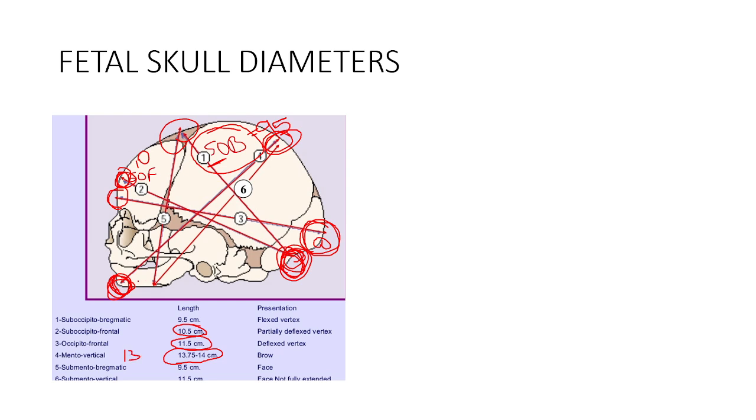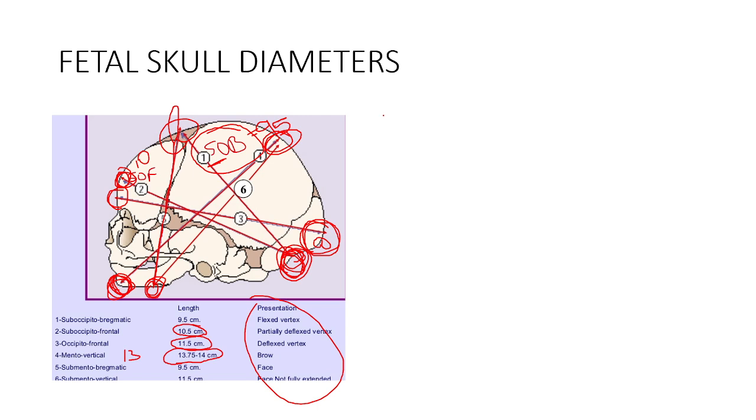Next comes the submentobregmatic. This is the mentum, and the one below it is known as the submentum. In the submentum you have two diameters: submentobregmatic, submentum to bregma, and the other one, submentovertical. These are the other two diameters. These are the different presentations where you get the different engaging diameters.